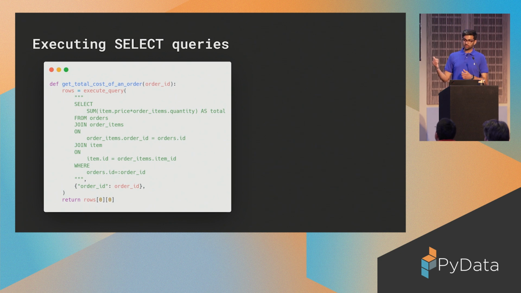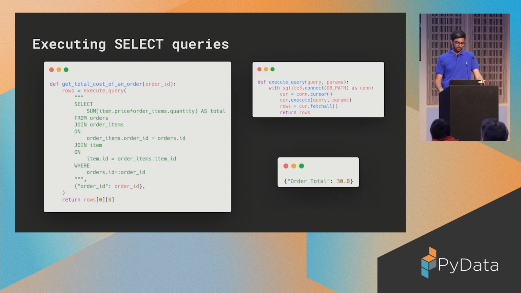Now, this is another example, but instead of just a simple select star from customer, you have get total cost of an order, where we are selecting from a table and then joining some tables. We also have a where clause, which allows us to filter what order ID we want to get the total cost from. The execute query function is still the same, and then the result would be something like order total and then the number. So this is raw SQL text.